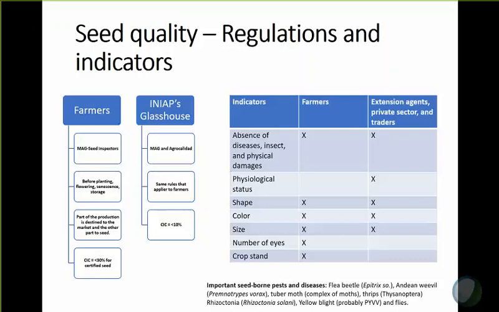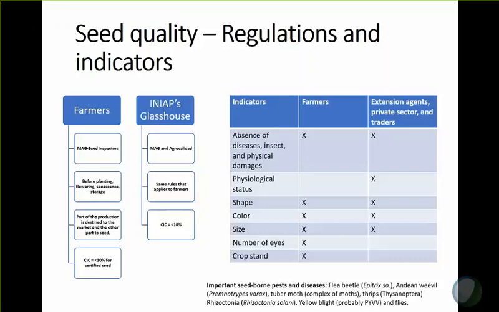In the case of farmers, the index is higher, meaning that the seed inspectors allow the seed producers to have more diseases and pests accumulated on the tuber, while for the INEAP glass house, the index is lower. So in theory, this seed should be cleaner.